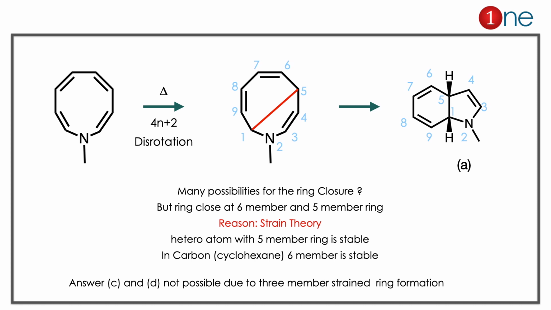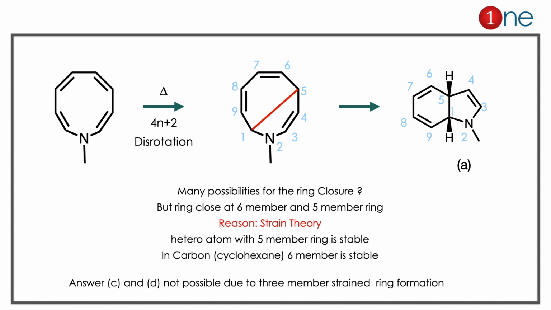Since it's a 4n plus 2 cycloaddition, this rotation happened. Hydrogens are syn to each other. So the answer is clearly A. But the many possibilities are restrained here by 5-member and 6-member ring stability. Answers C and D are definitely not possible due to the strained 3-member ring. It is very strained, like an epoxide.